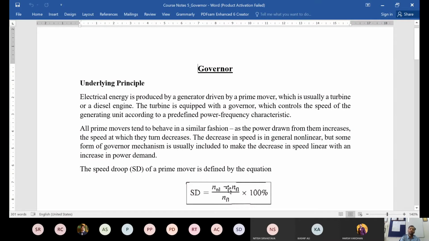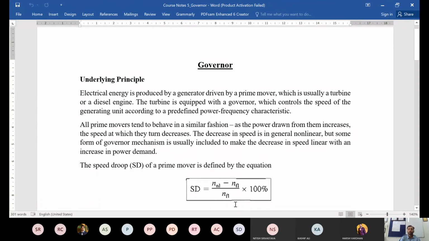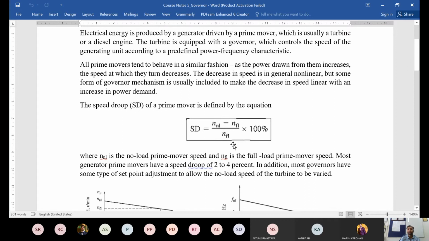So this variation in the speed, the speed droop, can be defined as follows: if from the full load rating of the operation of the machine, the load is suddenly thrown off, how much is the increase in the speed, expressed as a percentage of the full load value. So no load speed minus full load speed divided by the full load speed, as a percentage, 100%.